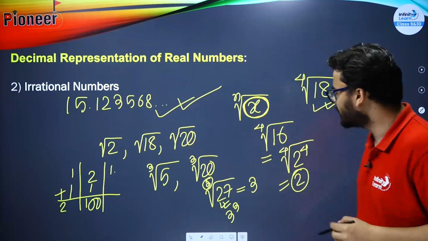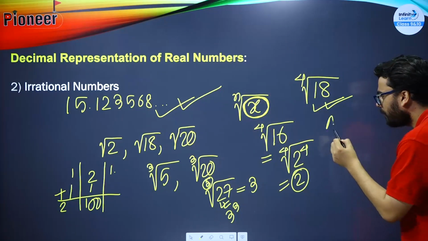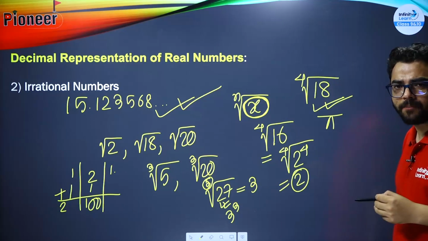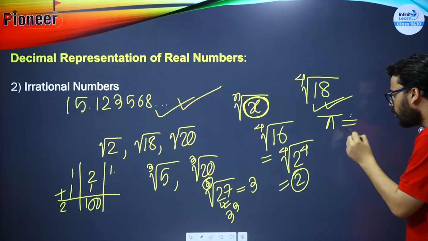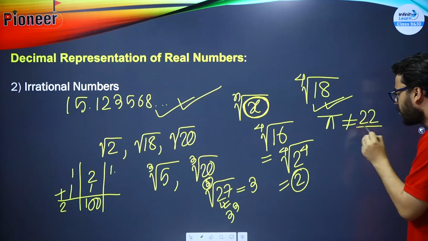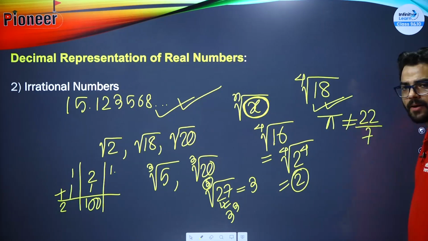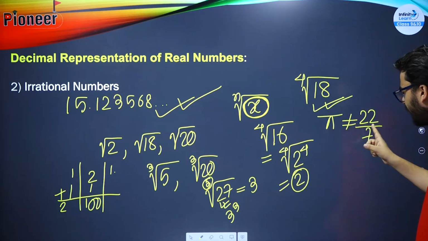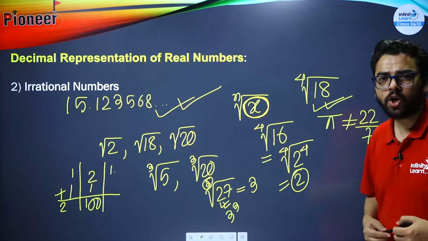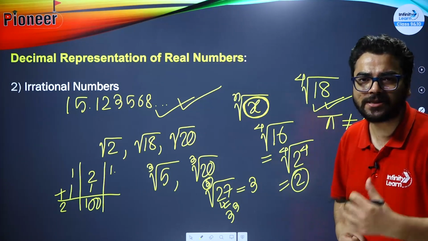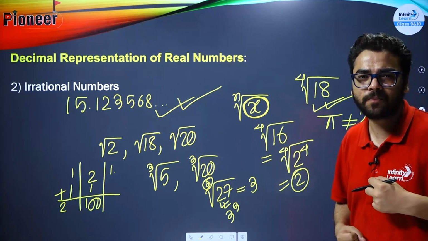Now there is one more example, pi. Pi is an irrational number and pi is not equal to 22 upon 7 because 22 upon 7 is a rational number. An irrational number can never be equal to a rational number. 22 upon 7 is just an approximate value of pi for calculation purposes.